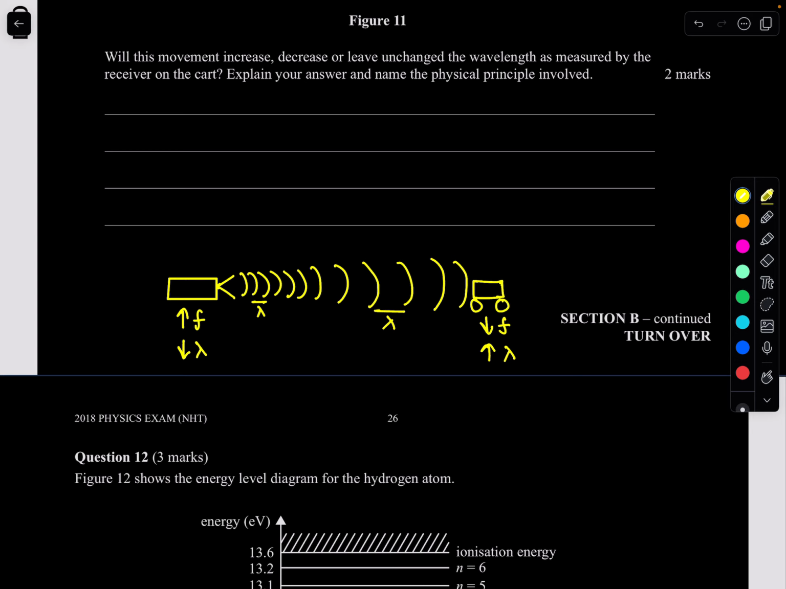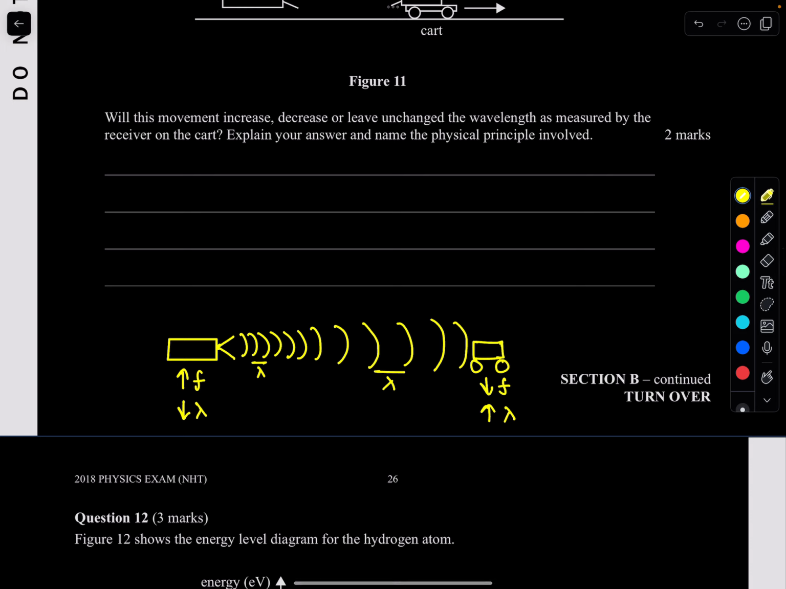And this is what the Doppler effect tells us. So easy. Will this movement increase or decrease the wavelength? It will increase it, so the car is going to measure a bigger wavelength. It's only 2 marks, so we just say the wavelength measured should be longer.